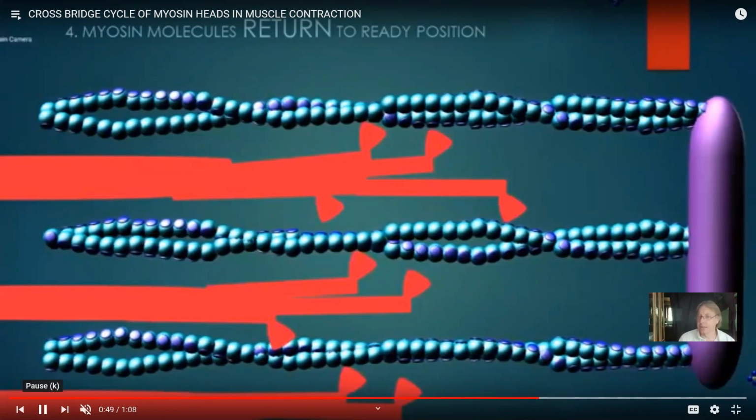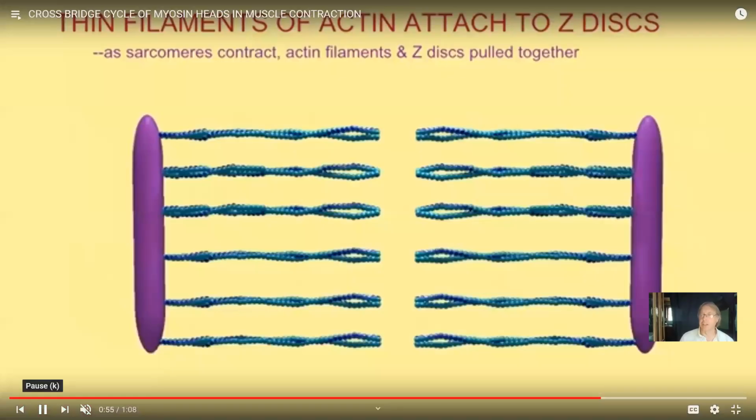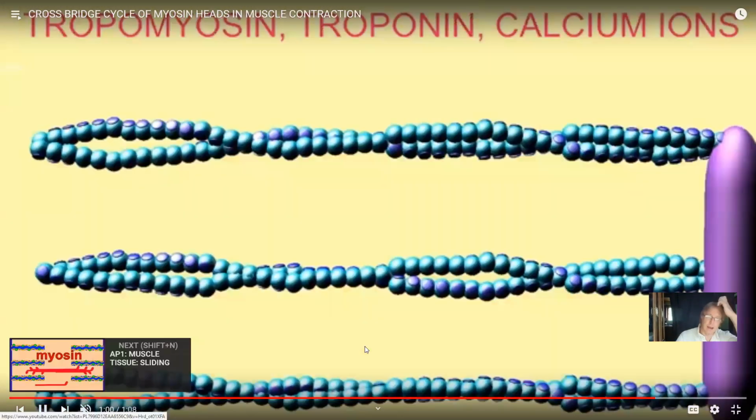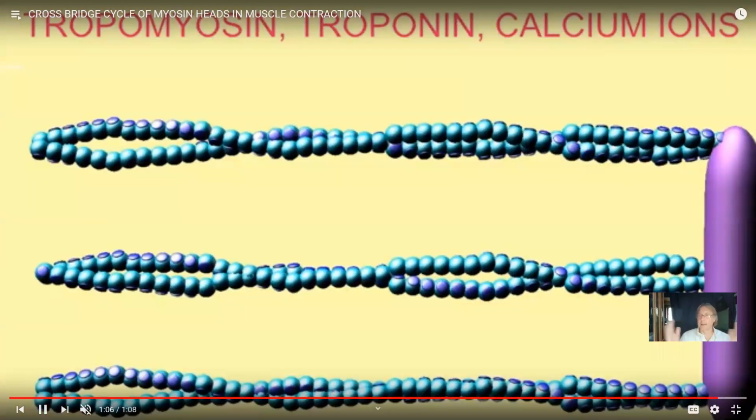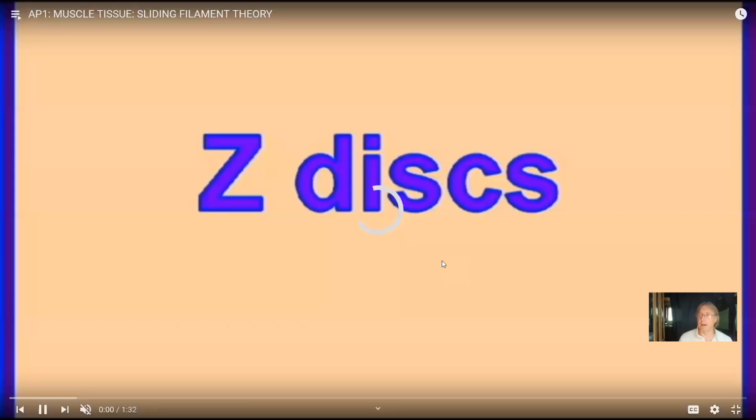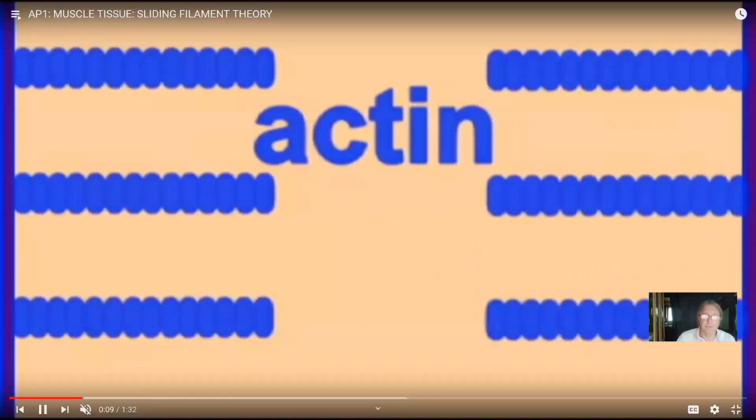And now this cycle can simply be repeated of attach, pivot, detach, return, attach, pivot, detach, return. And so this is what's going to pull the sarcomere closer, make it contract as the myosin heads pull the Z-discs closer together, okay? So once again, the beauty of muscle is it's not that complicated. And we need to simply try to explain the sliding filament theory accounting for the contraction of the sarcomeres.